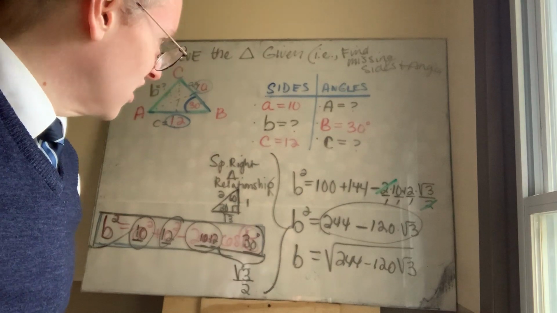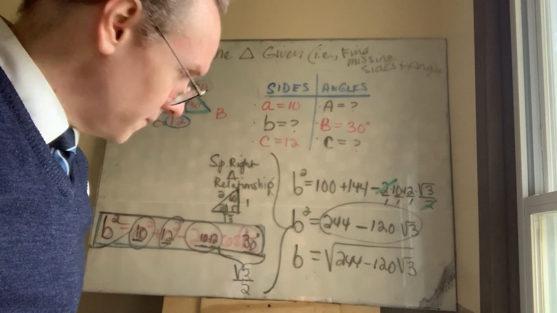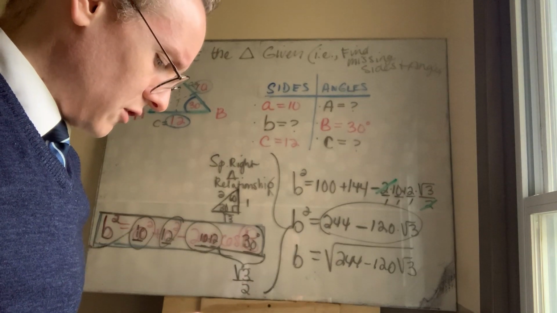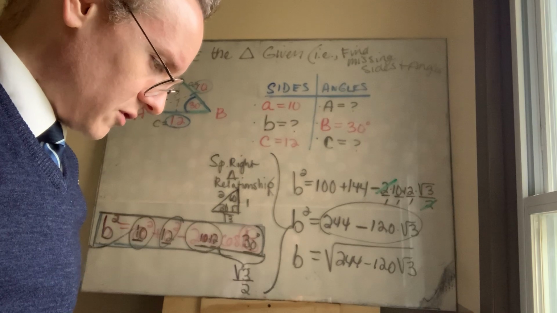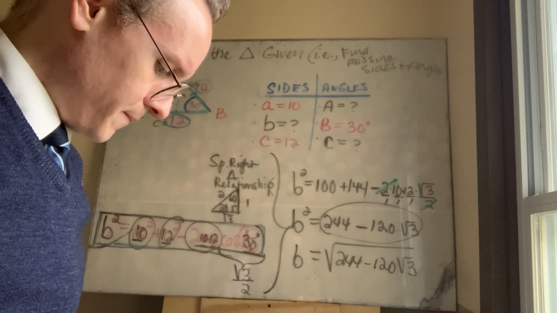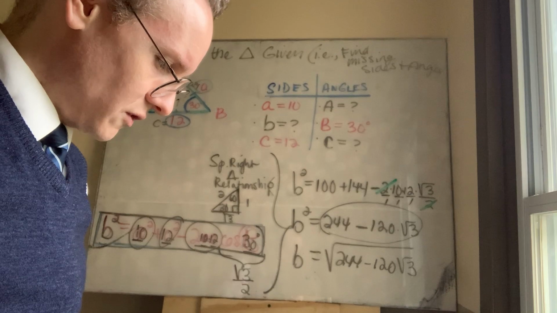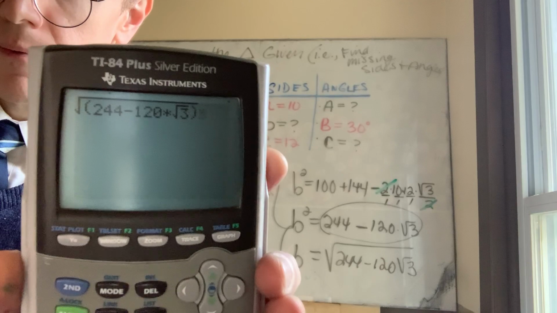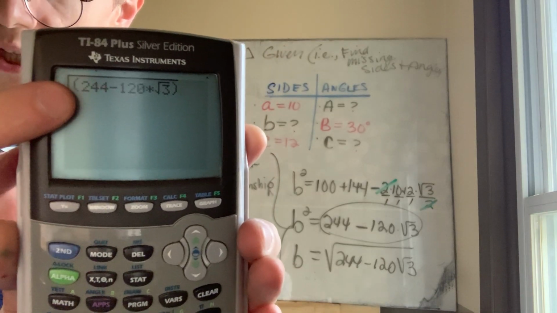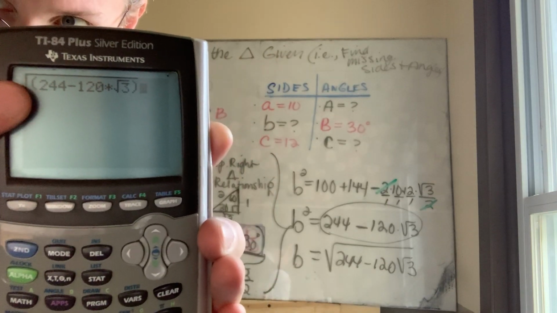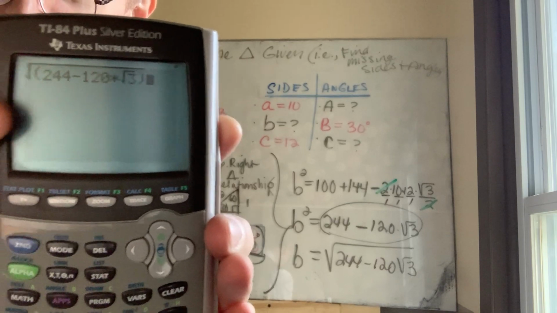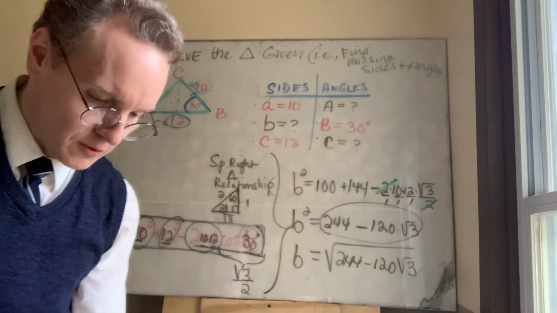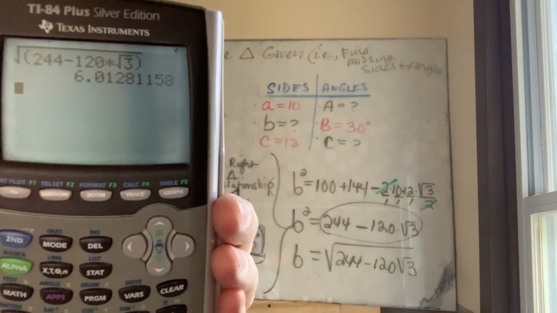So, square root of 244 minus 120 times the square root of 3. Close the parentheses, I'll just show it to you now. This is as I have typed it. I put a parentheses, probably unnecessarily, but I couldn't resist the temptation. Eyebrow wiggle. Anyhow, what you would get is this dimension for the b value.